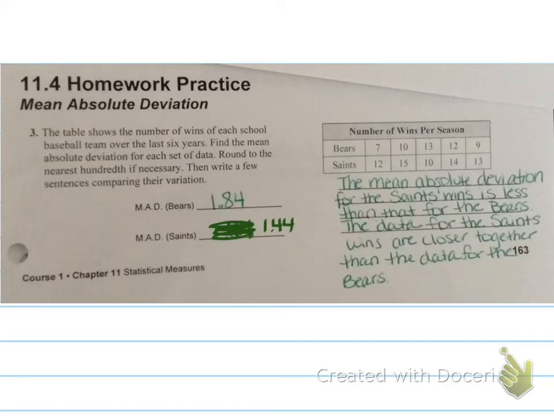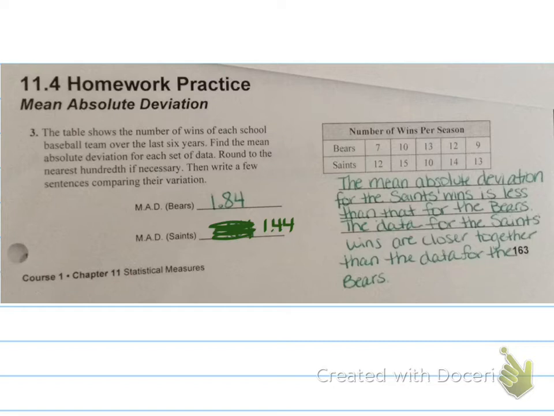For 11.4, for the number 3 there, my mean absolute deviation for Bears was 1.84, and for Saints was 1.44. When again I wrote out my written comparing the variations, I said that the mean absolute deviation for the Saints wins is less than that for the Bears. The data for the Saints wins are closer together than the data for the Bears wins.